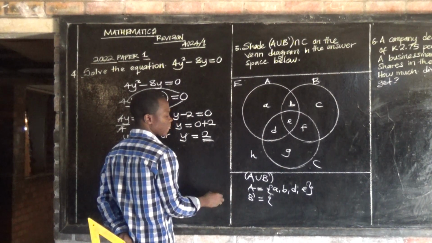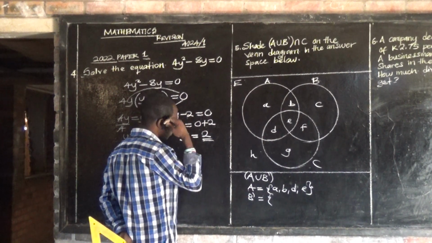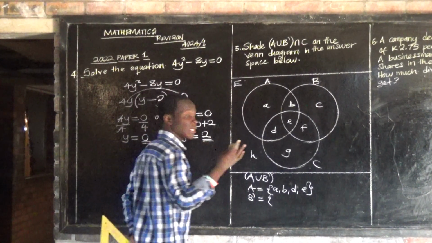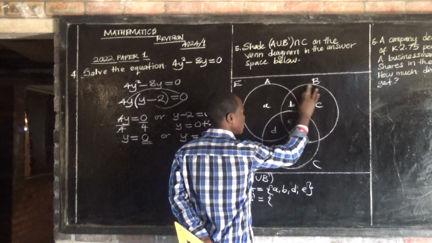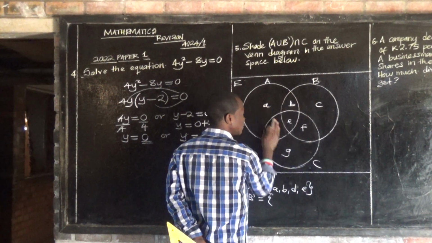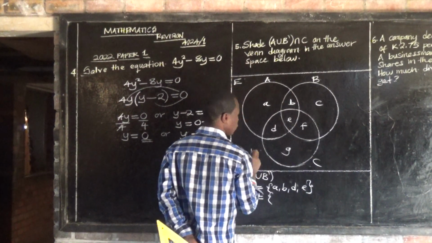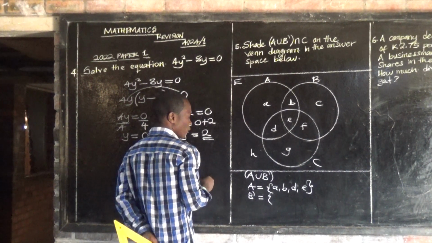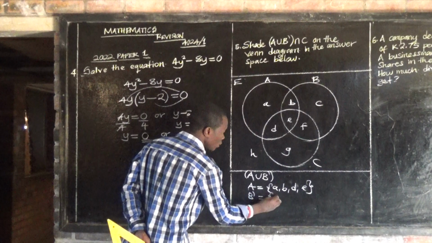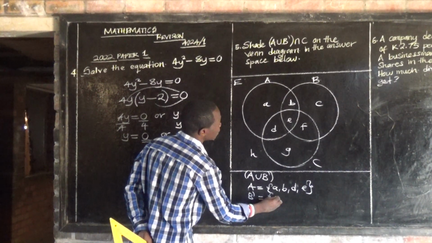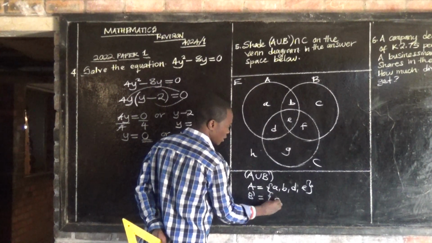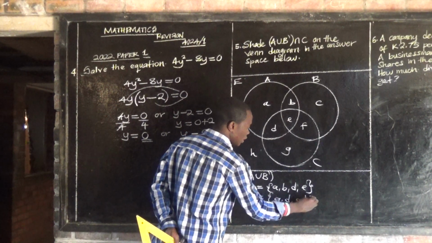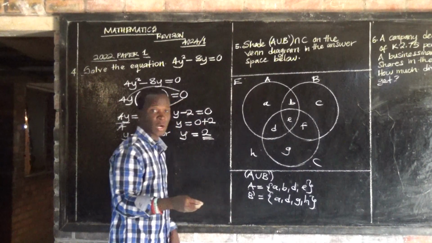Then B complement. B complement simply means elements which are not found in set B. Are we together? So what are these elements? Those which are not found in B are A, D, G, and H. These are not found in B. Are we together?